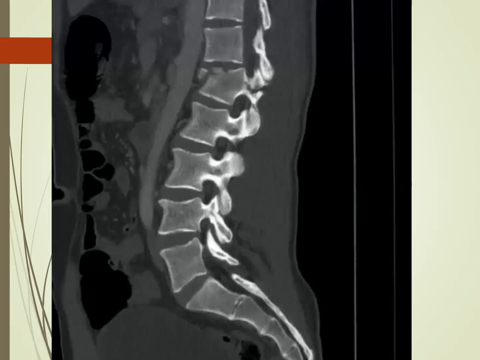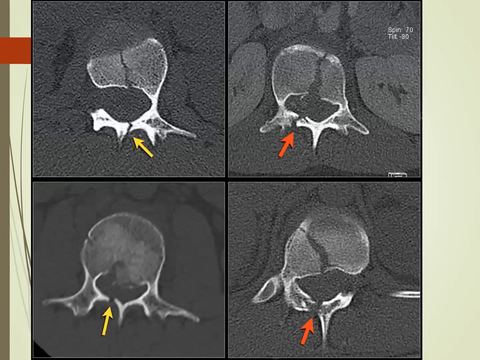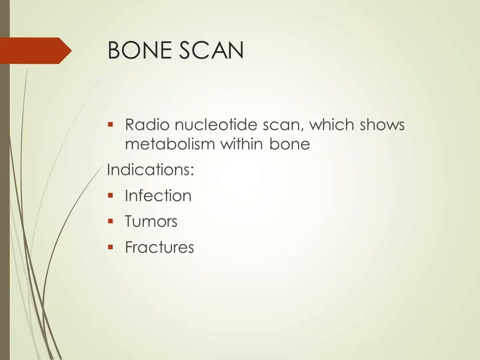There's a CT scan which shows the fracture and the fragments in different positions. Usually the hard structures are what a CT scan is done for. With the different sequences, the axial views show fractures at different levels.